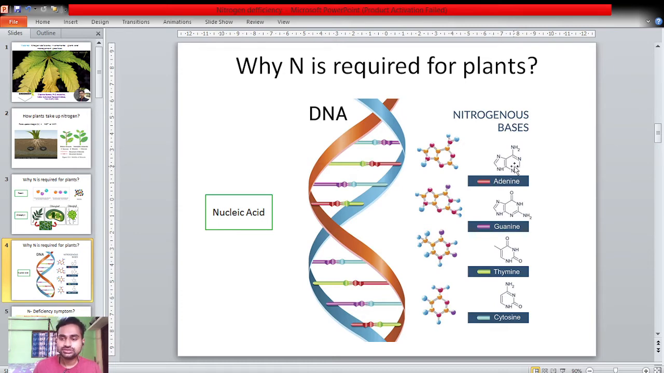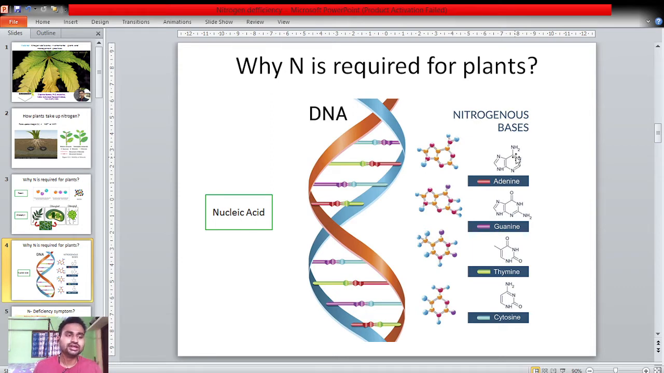These nitrogenous bases contain nitrogen, and when they come together, meaning they bind one to another, adenine to thymine and guanine to cytosine, they form bonds, and after forming the bonds, the structure of DNA comes. So this is the basic unit for nucleic acid or DNA, RNA. This way the nitrogen is utilized in plants.